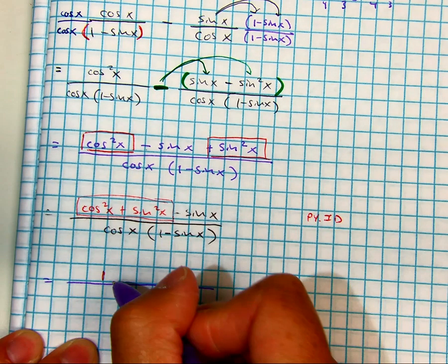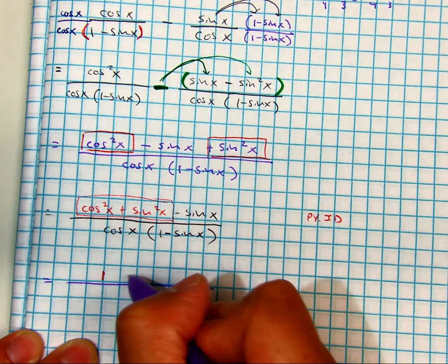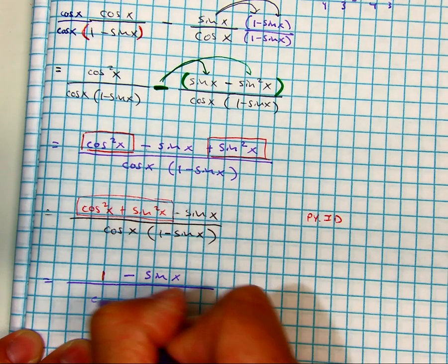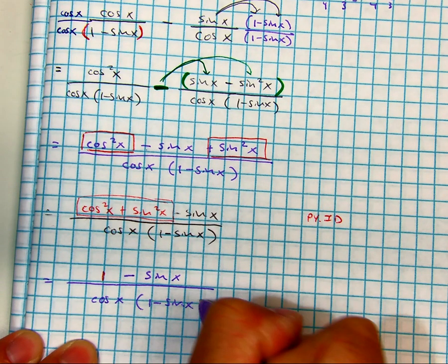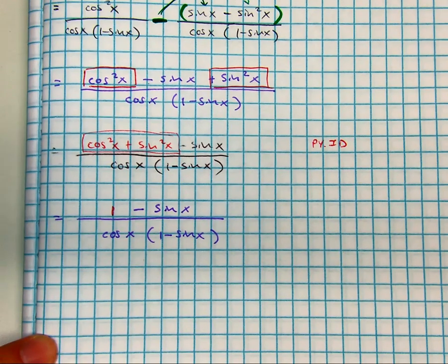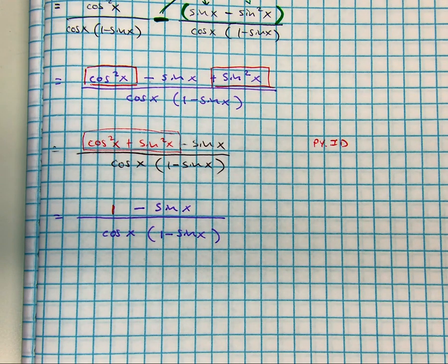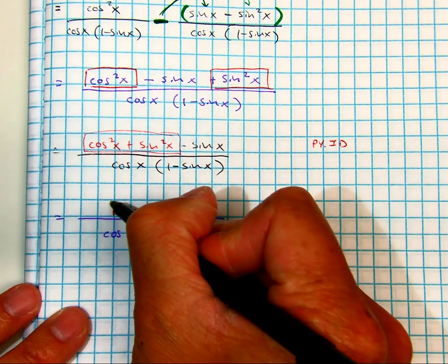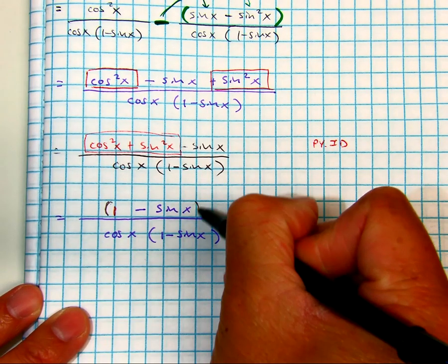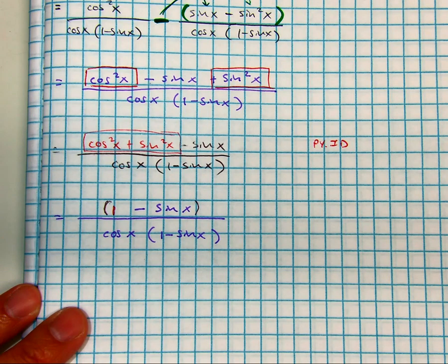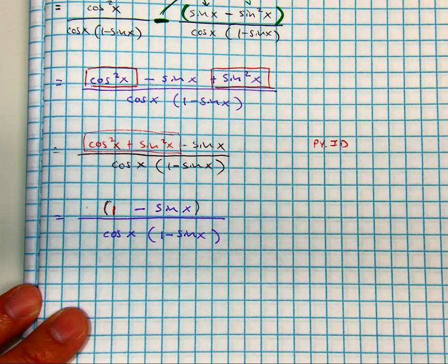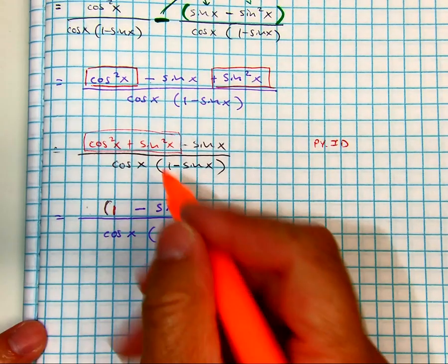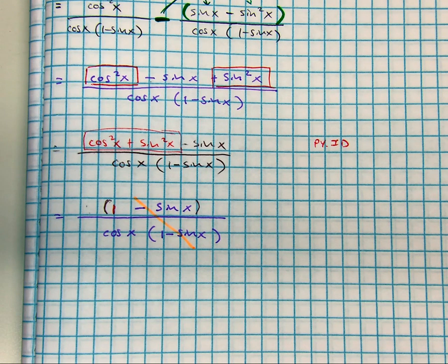So now I have 1 minus sine of x over cosine of x times 1 minus sine of x. Do you guys see anything? Yeah, if I put a parentheses around this, essentially this is 1 times this expression. So now we can cancel these two. Now be careful with canceling. Is the answer cosine of x?